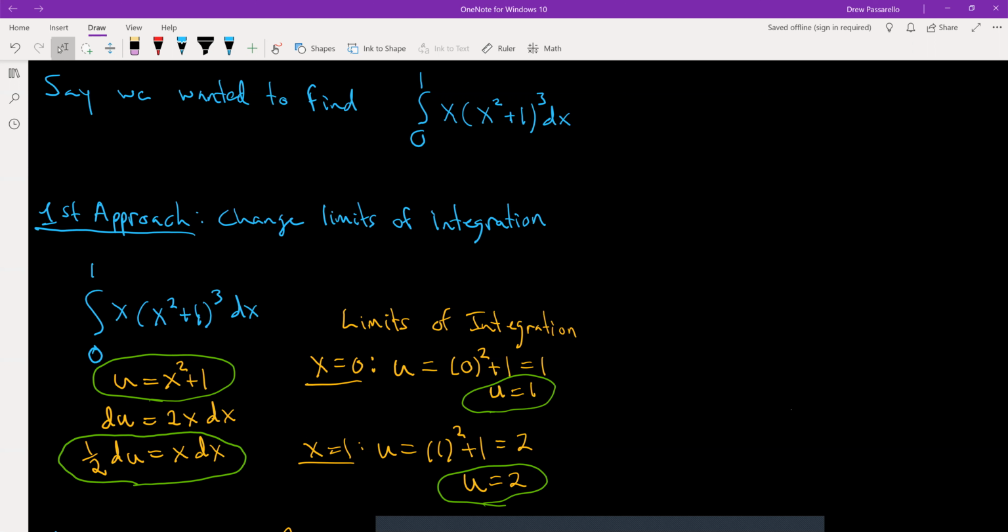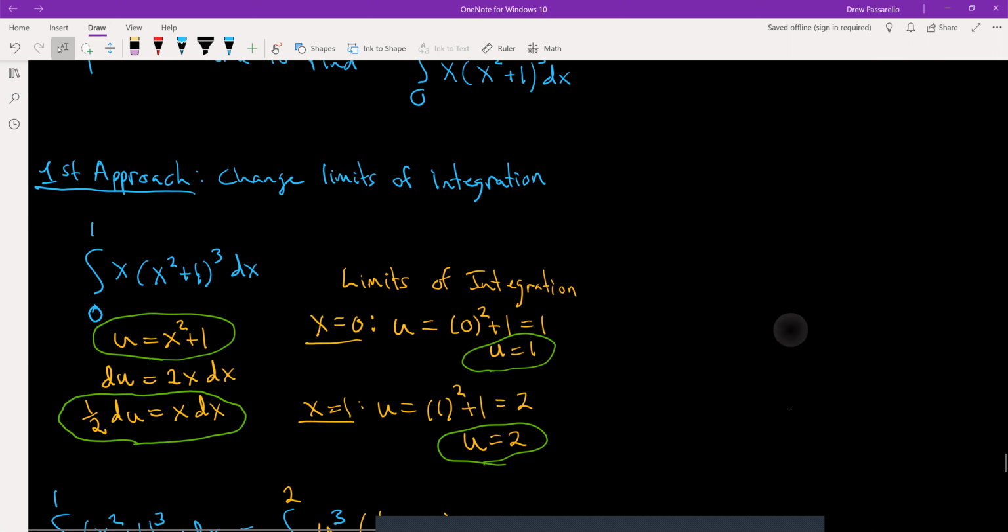So I bring the 1/2 over with du. I multiply both sides by a half to get rid of the 2. So that way, when I multiply by a half, on the right side, I have the x dx part. And then I'll be substituting in 1/2 du. All right, that's what we've been doing up to this point.